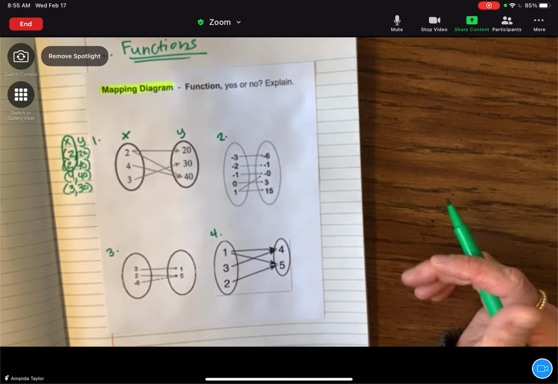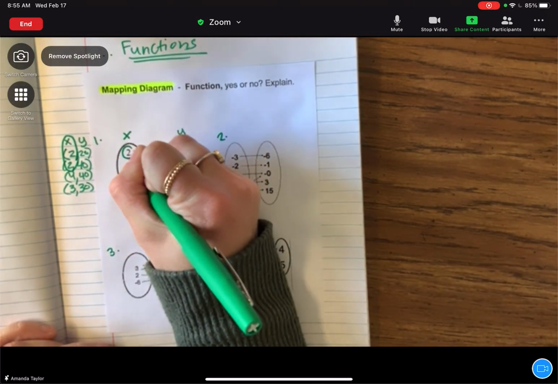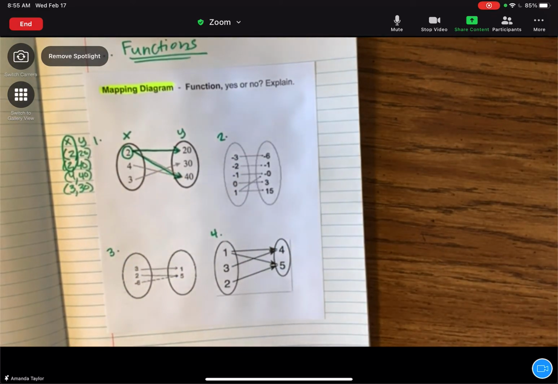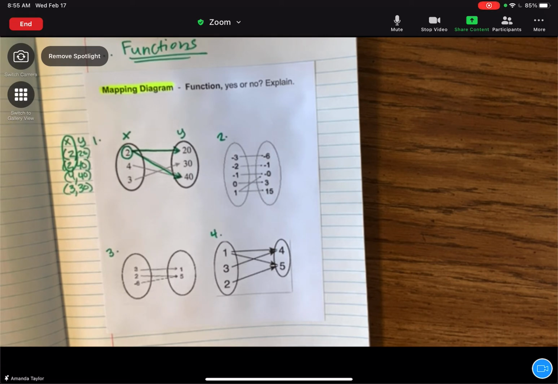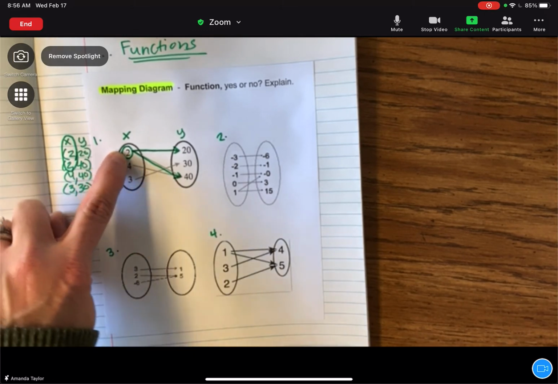What you need to look for is more than one arrow coming off of those inputs. This 2 has 2 arrows. You can only have 1 arrow coming off of each x value to a y value. Remember we said the numbers don't repeat on the mapping diagram, so you're not going to physically see that number listed out twice. So you need to look for more than 1 arrow coming off of that x value.